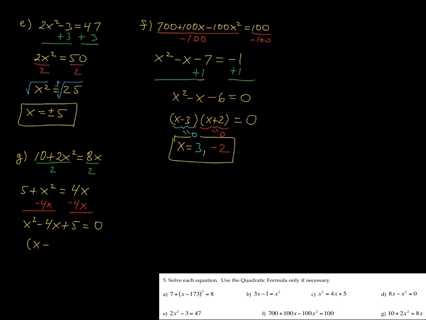And this, let's see, does that factor? Unfortunately, no, it doesn't. I was, at first glance, jumping right in, right? But we'd either need a negative 1 times a negative 5, and those aren't going to add up to negative 4, or a positive 1 and a positive 5, and those don't add up to negative 4. So we do need to use the quadratic formula here. So our A is 1, our B is negative 4, and then our C is 5.